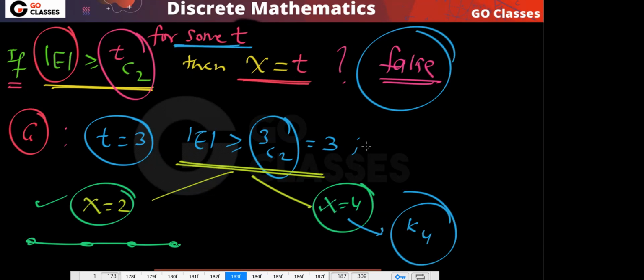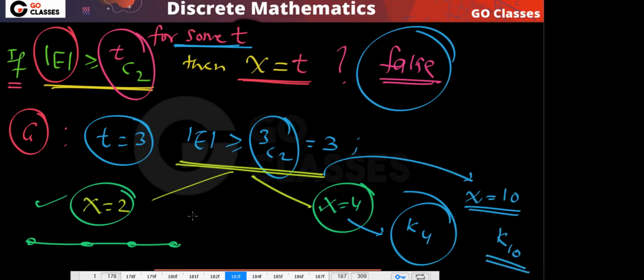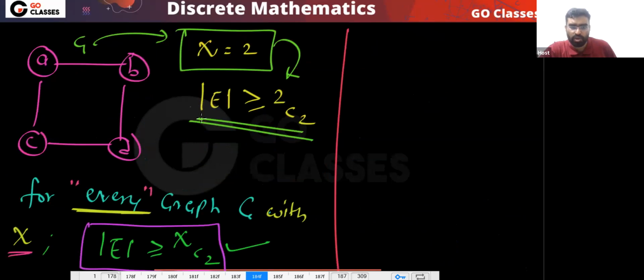Chromatic number can be anything. You can create chromatic number equal to 10 also. You can take K10. Okay, sir. Got it, sir. So don't confuse between this theorem and the complete graph.